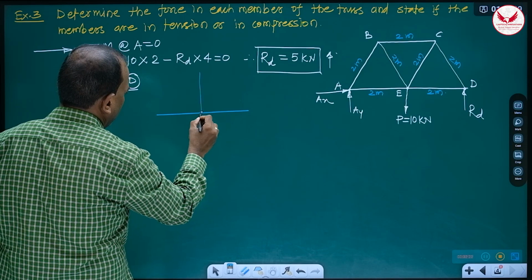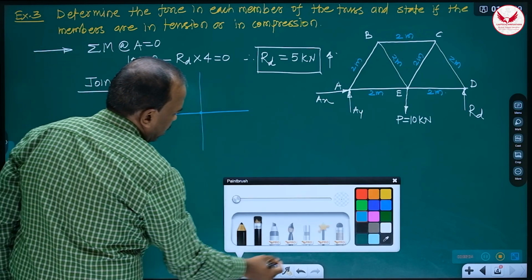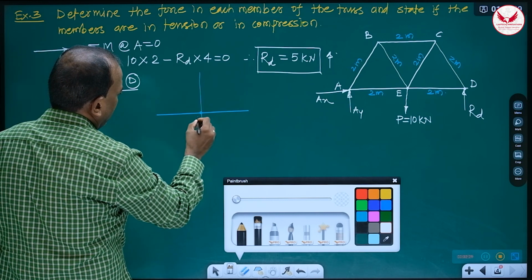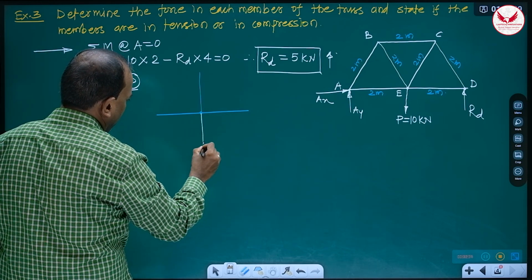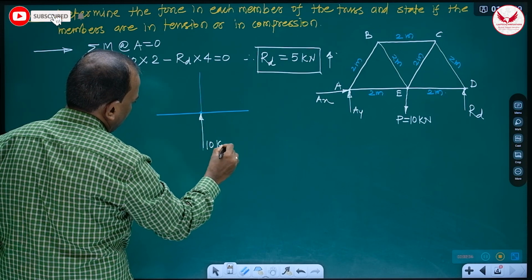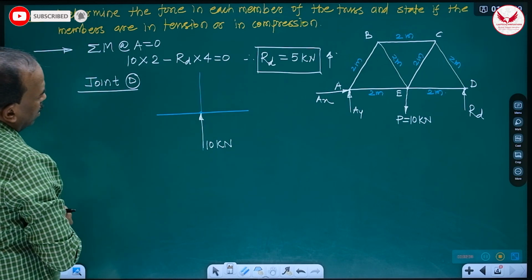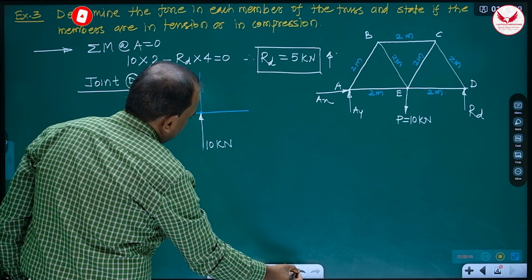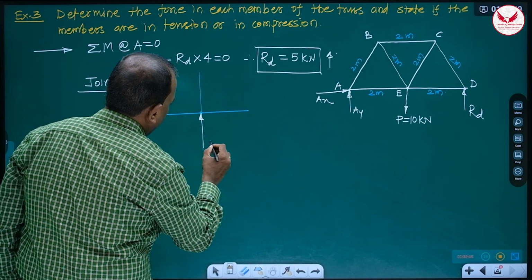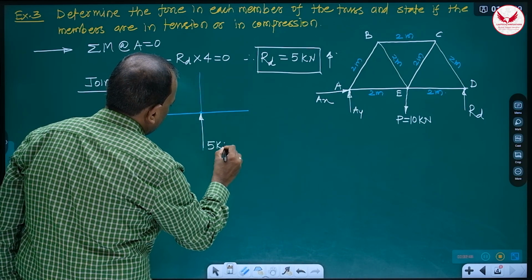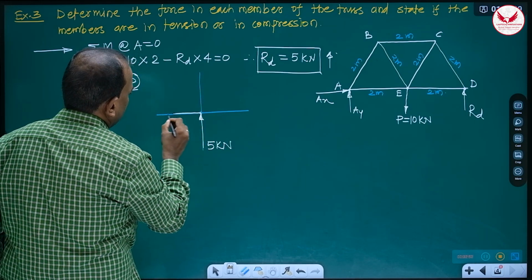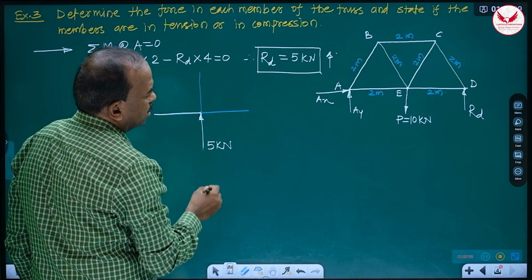This is the joint D. Here there must be D. And how we should draw the sketch, you observe carefully how I am drawing. This is RD. We have calculated, it is upward, known value 10 kilonewton. Sorry, it is 5 kilonewton. D member is horizontal and this member.